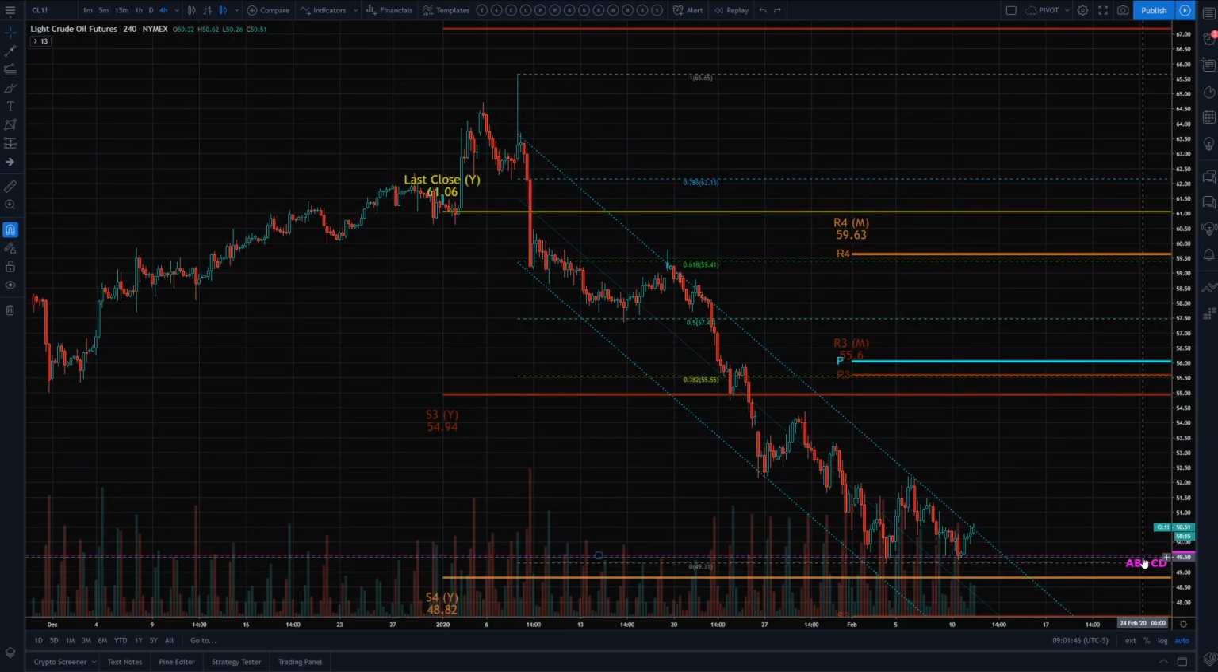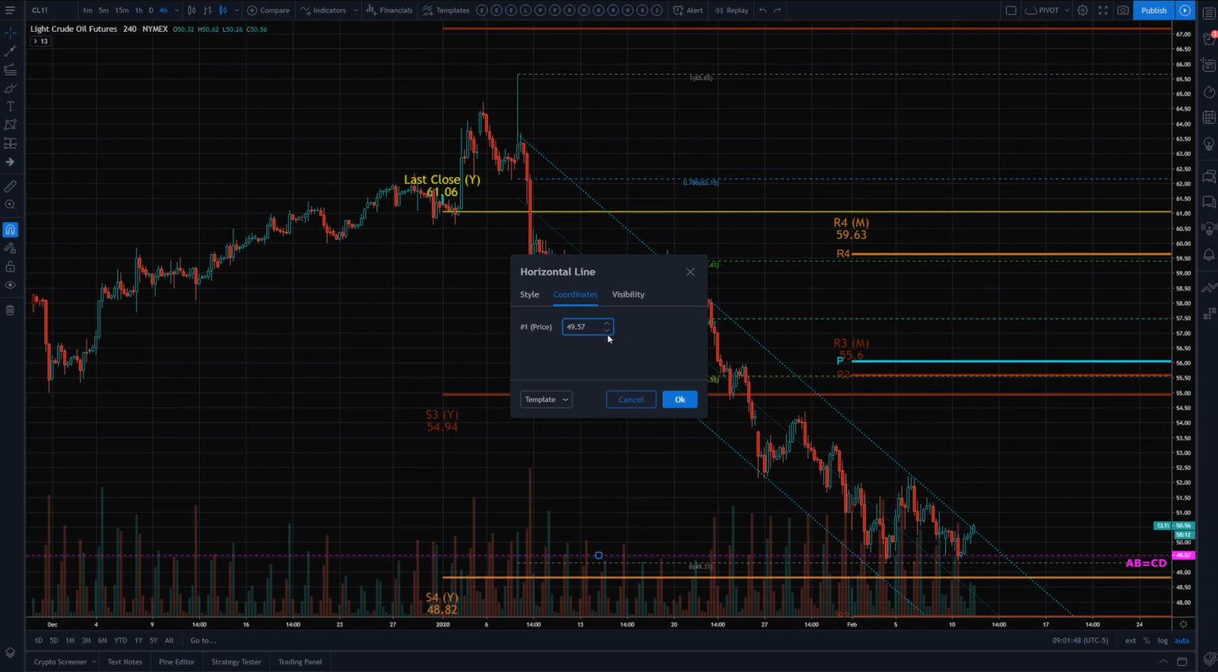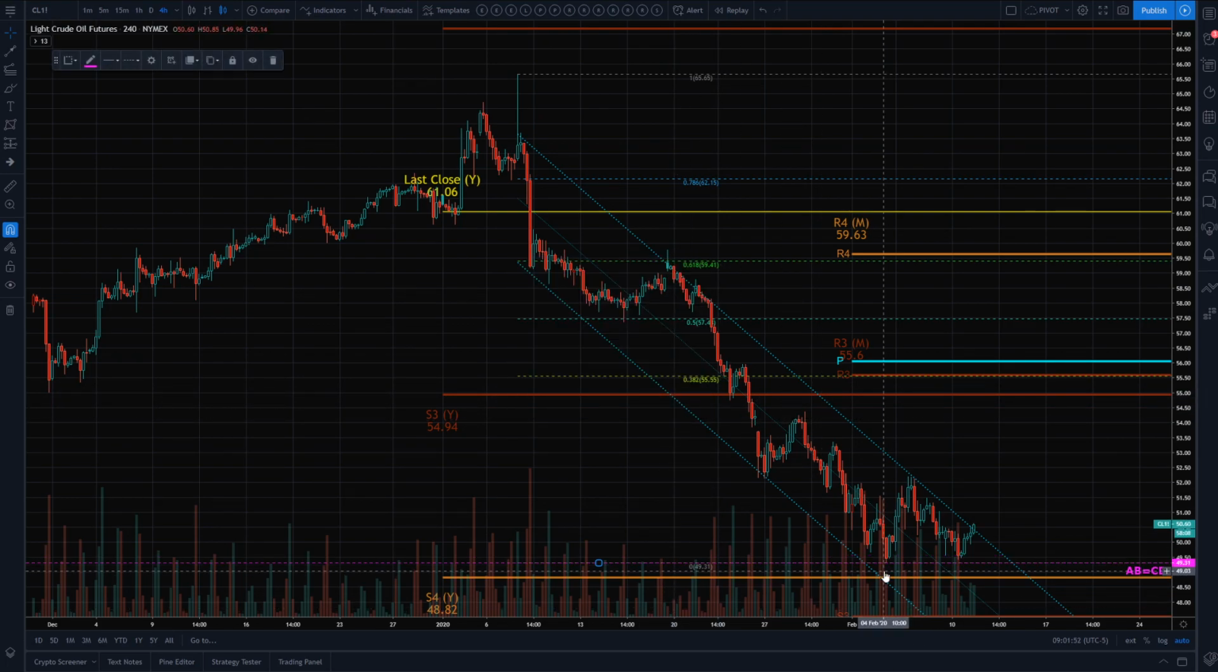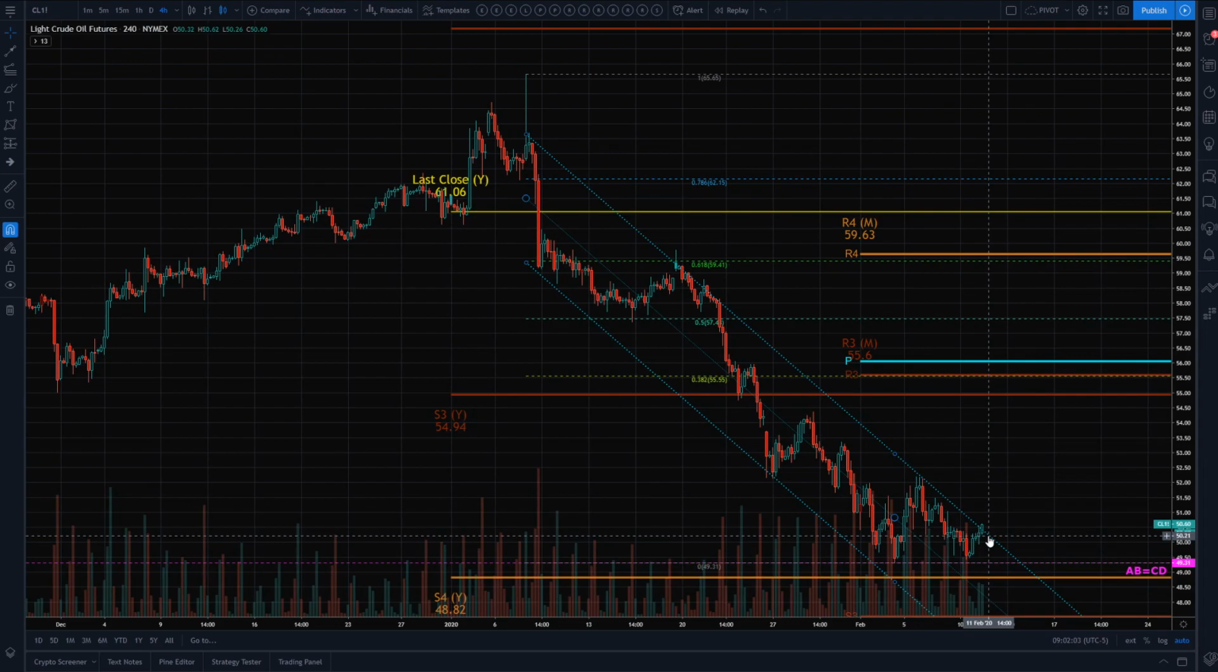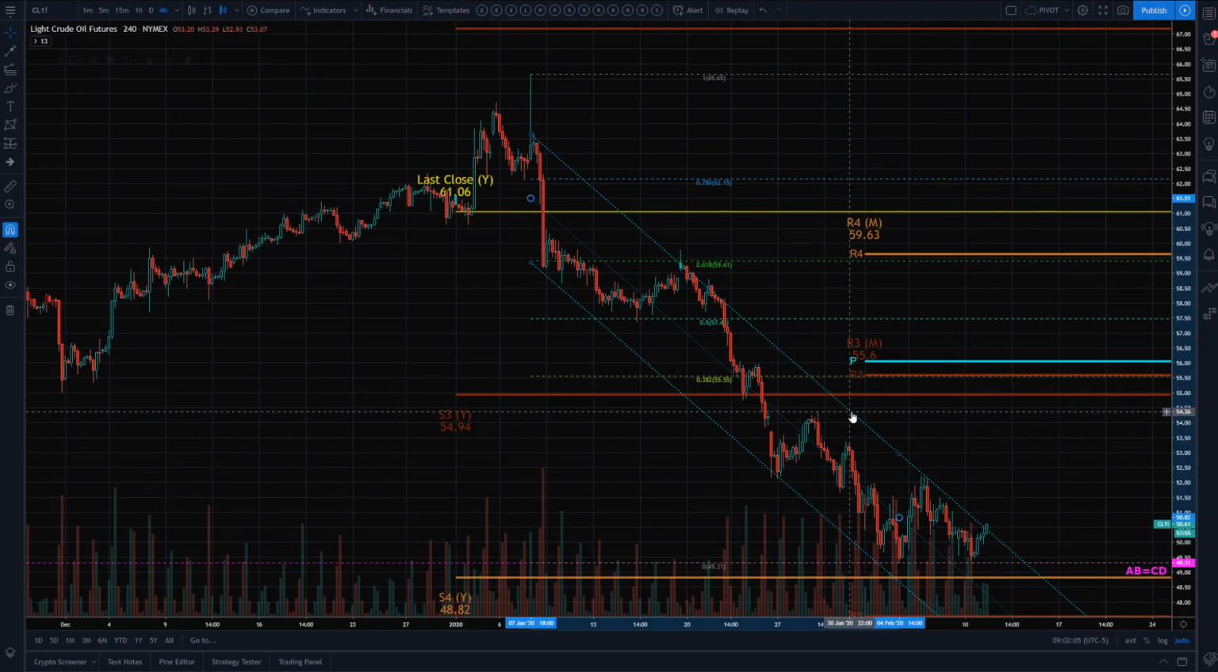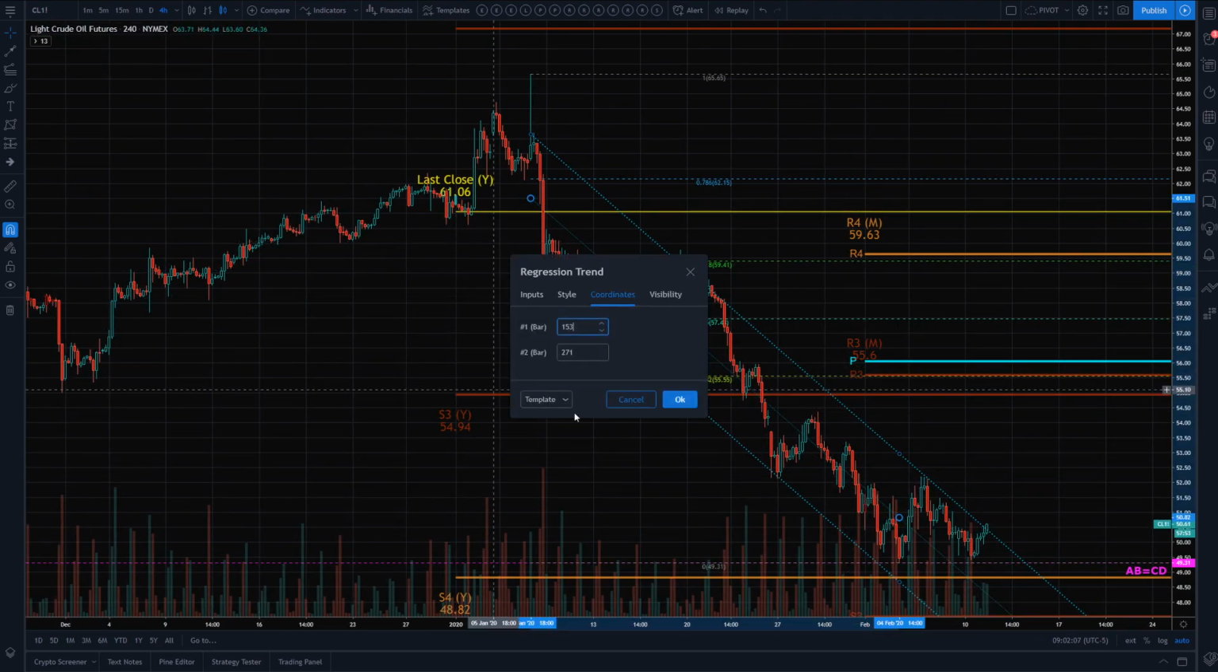is right at 49.31. Let me correct this again. And that was the exact low on oil futures. 49.31. I'm looking at this number up here. 49.31 was the exact low. And now it's trying to get out of this channel. This channel is just a regression trend.